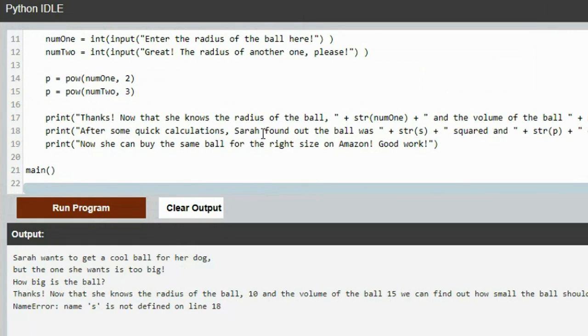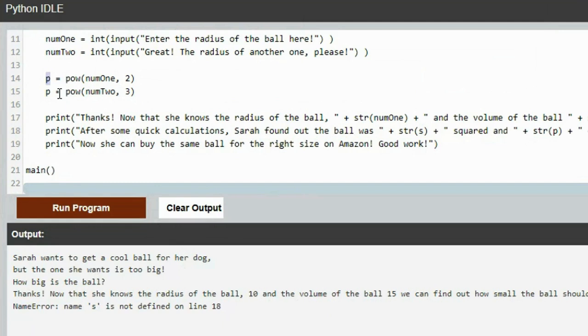After some quick calculations, Sarah found out the ball was string S. There's that S. It doesn't know what S is. Something squared and P. Oh, well, I'm guessing that one of these is wrong because both of these are the same, which means first it's going to say, okay, I have a variable called P, which I don't know what P is. That's really not very descriptive. That's not a good variable name.